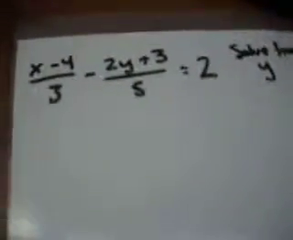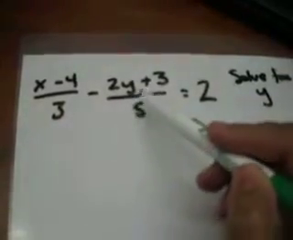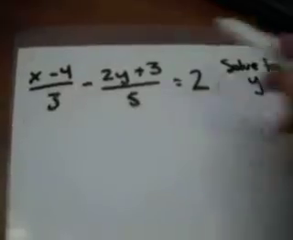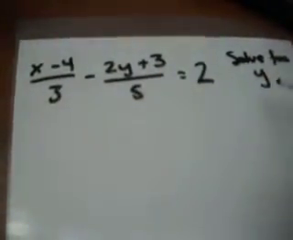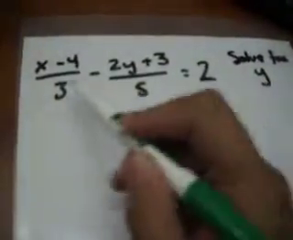Alright, so we have this equation here: (x minus 4) over 3 minus (2y plus 3) over 5 equals 2. And what we have to do is rearrange all of this to solve for y. Okay? So first thing I want to do is get rid of these fractions.